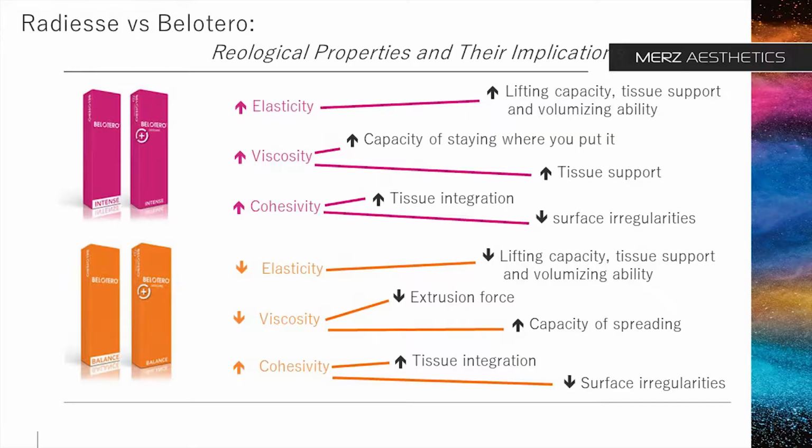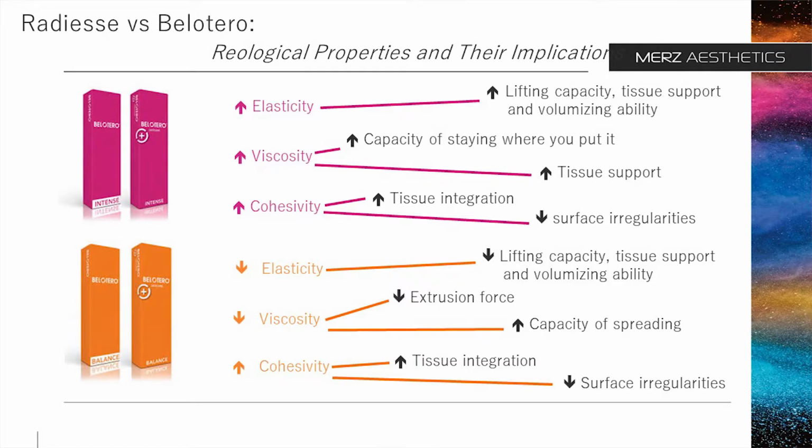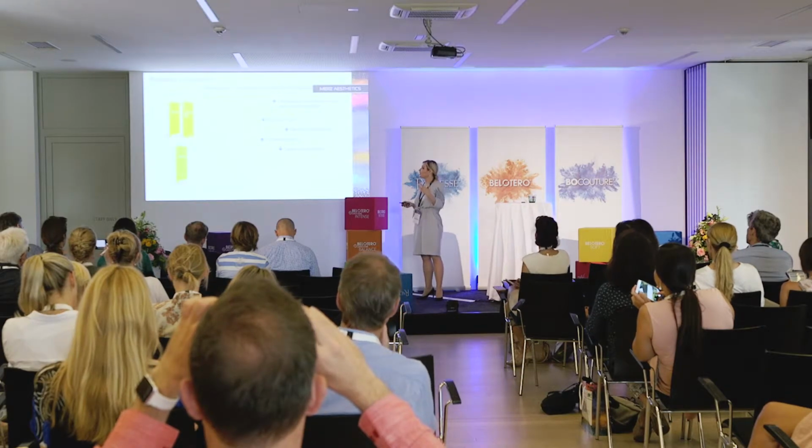So going to the Intense and Balance. Intense, high elasticity, like Volume, like Radius, high lifting support. Balance, low elasticity. Intense, high viscosity is the one with the highest viscosity. So high tissue support, it stays where you put it, and Balance, low viscosity, and both high cohesivity. And the Soft, like Balance, low elasticity, so no lifting, low viscosity, so spreads easily and soft to push, and high cohesivity. The Balance and the Soft are those with the highest cohesivity.